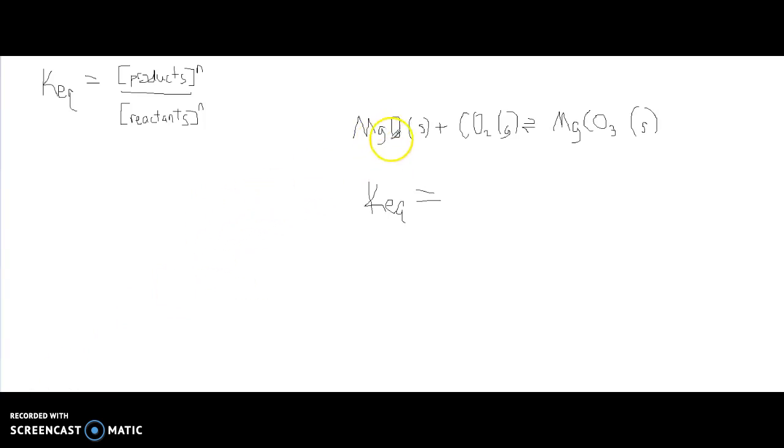For the equation MgO solid plus CO2 gas yields MgCO3 solid, you know that since we can't include solids, that's going to take this out of the equation and this out of the equation. So all that's left is going to be the CO2 in gas form. So we have products over reactants. So we have no products. So what do we do?